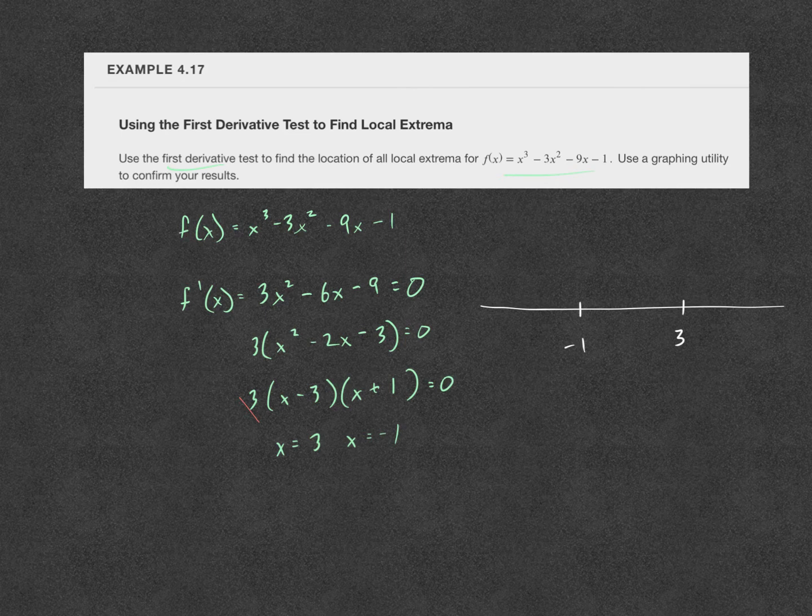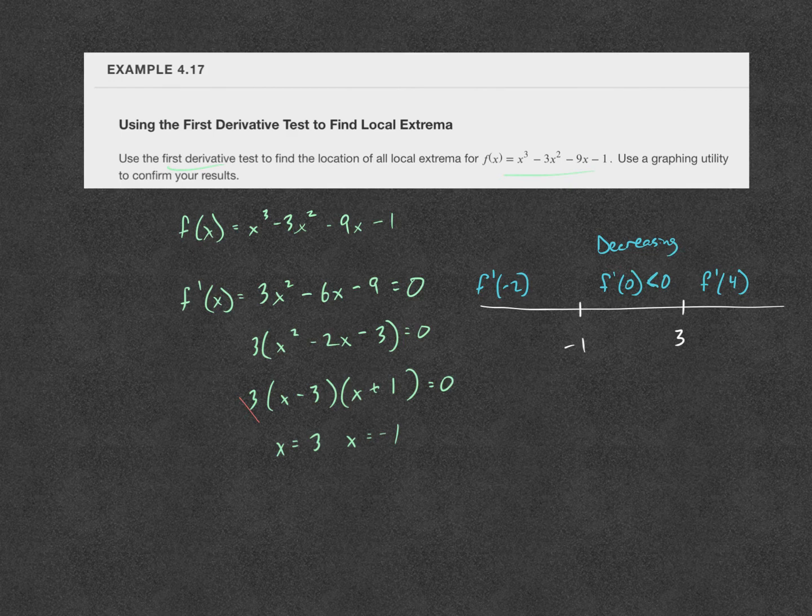So we're going to take f prime, the derivative, at, say, negative 2. We're going to take f prime at 0. And f prime at 4. Okay, if you plug in 0 into the derivative, you should get negative 9. So that is less than 0. That means the derivative is negative, and the function is decreasing.